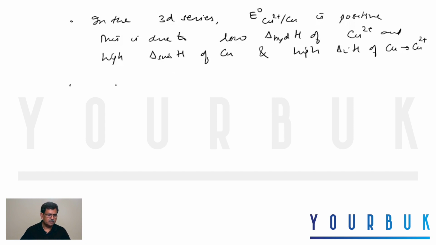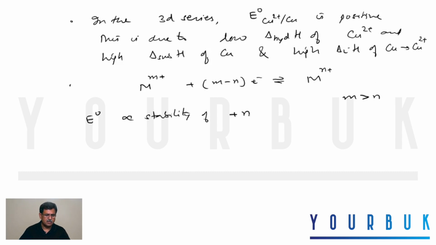The next point is, if you are given this reaction in which the metal is showing two different oxidation states, for example M to the plus m minus n electrons is in equilibrium with M to the plus n, where m is greater than n, then the E degree value and the stability of the plus n oxidation state are directly related, and the stability of the plus m oxidation state is inversely related.